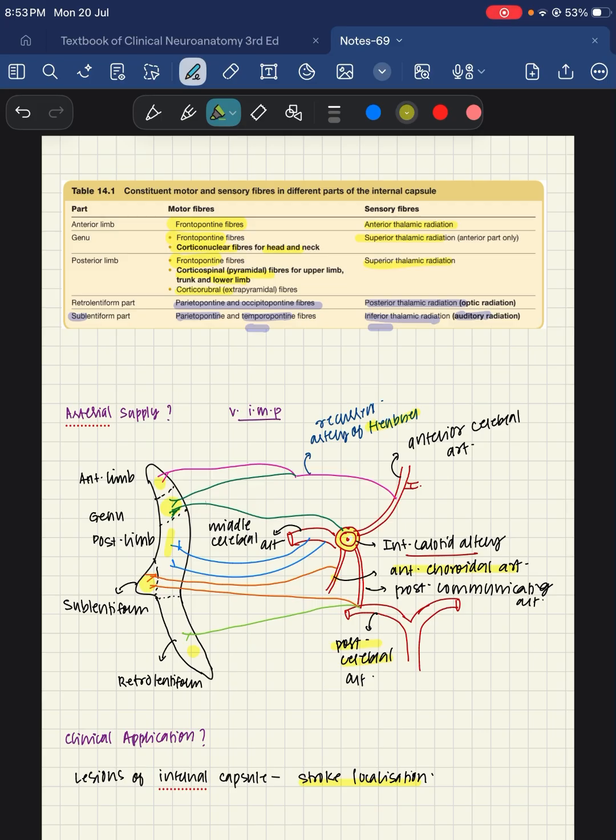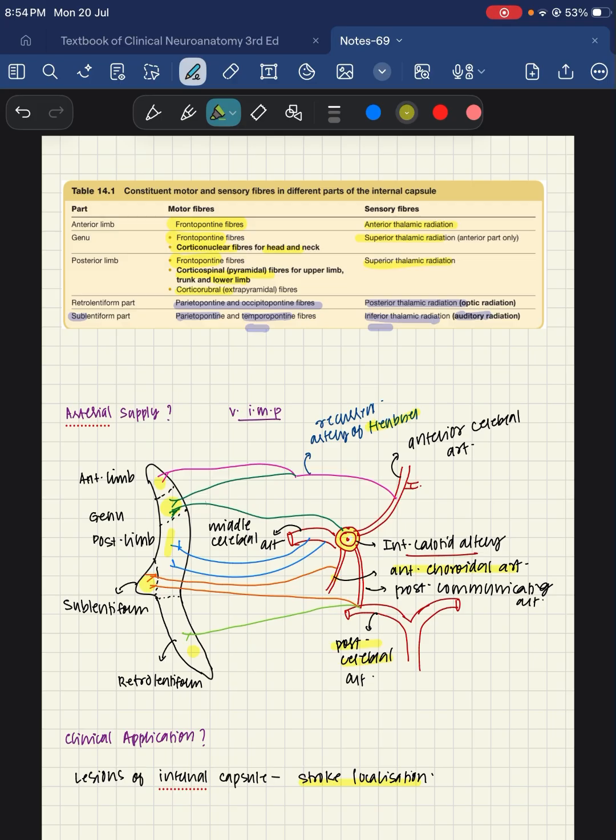Again, if you see there are any auditory or hearing problems associated, sudden hearing problems, or any optic problems associated along with hemiplegia or paraplegia or something like that, you will know that the auditory radiations are affected, and the retrolentiform part might be affected in the lesion. So maybe there is some kind of block in the posterior cerebral artery. You can localize it based on the symptoms that follow.